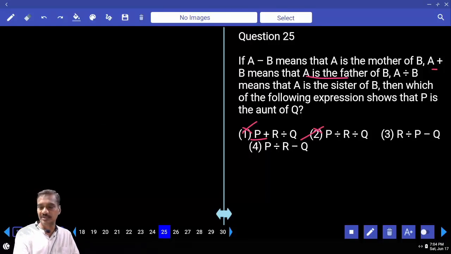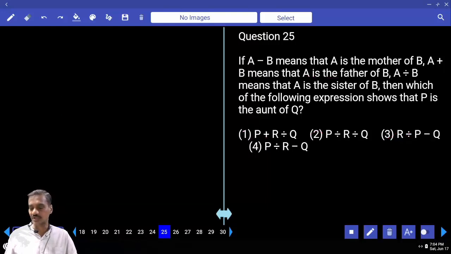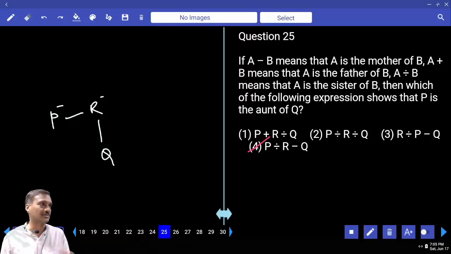Now R divided by P means R is the sister of P. P minus Q means P is the mother of Q. Then P is the mother of Q, but we need aunt, so this is again ruled out. Then choice 4, P division: P is the sister of R, and R minus Q: R is the mother of Q. Q's mother's sister, mother's sister is aunt. Hence P is the aunt, so we get choice 4 for question number 25. Now this is about paper number 67, CGL tier 1.